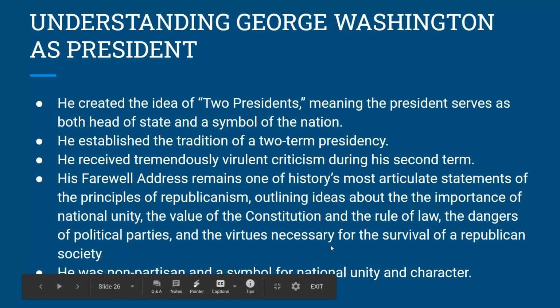He created the idea of the 2 presidents, meaning that the president not only serves as the head of state, but also the symbol of the nation. And I would take note of this one. This is actually one of the most important precedents that he established. He established the tradition of a 2-term presidency.